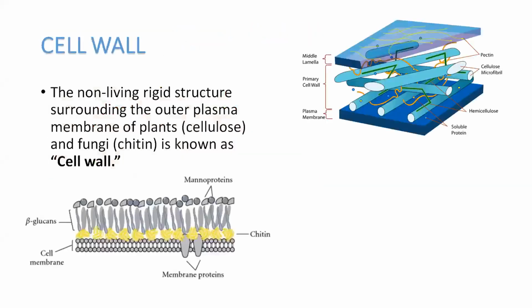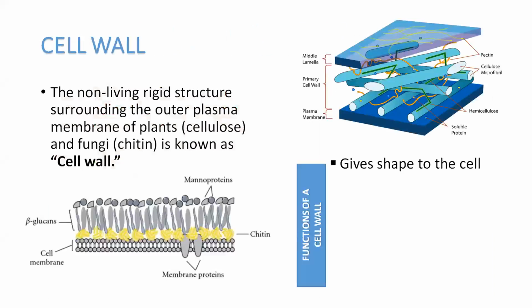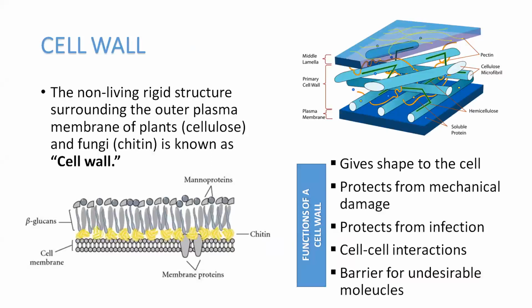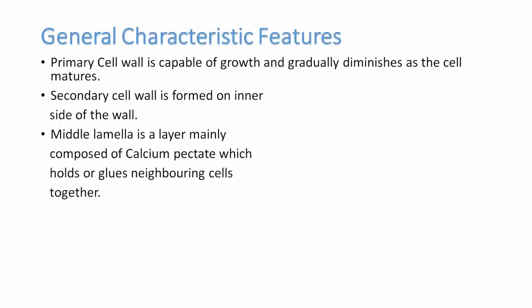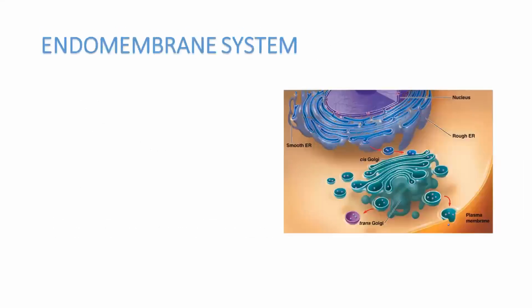We have also discussed the cell wall, its major functions, and what is present in between the cell walls. In fungi it has chitin, in plants it has cellulose, and in some cases they have calcium pectate. So what is the function of this calcium pectate? It holds the neighboring cells together. And finally, the session was closed with the introduction to the endomembrane system.